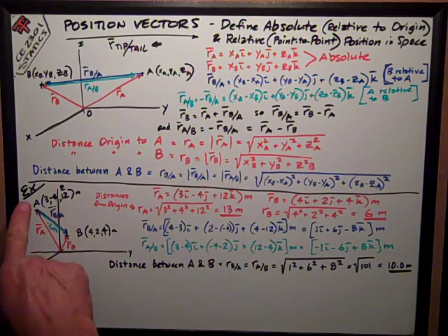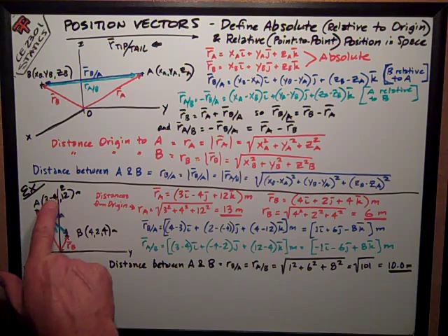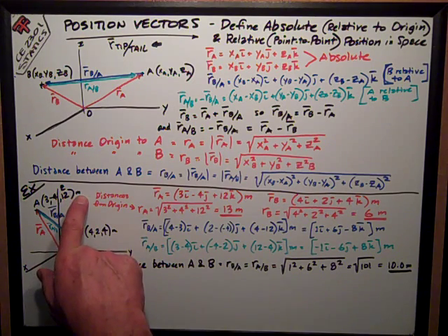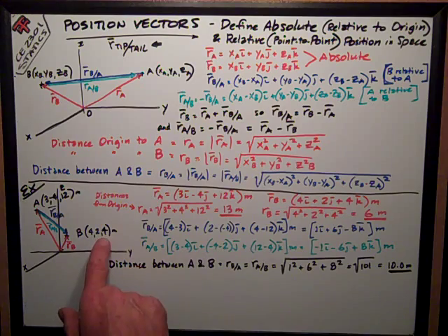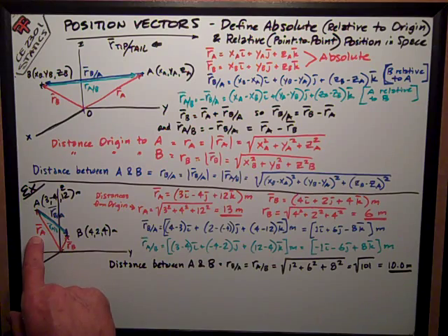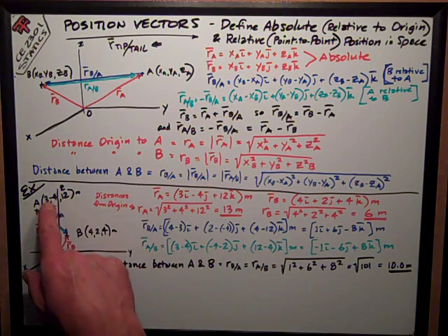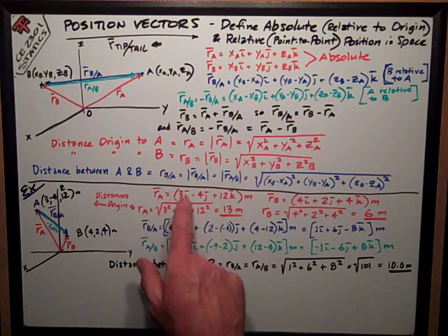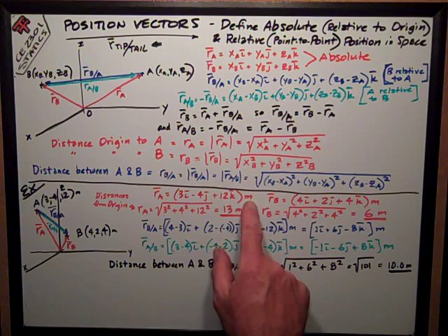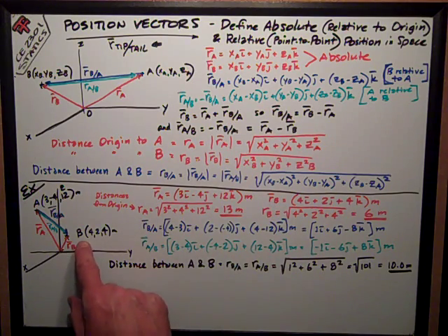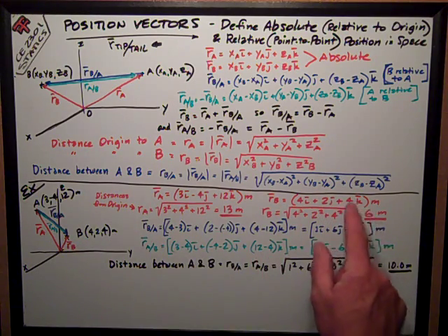I'm given that the coordinates of point A are 3, -4, and 12. Everything's in meters. The coordinates of point B, right here, are 4, 2, and 4. So I can write position vector RA as this. It's really just the coordinates of it: 3i, -4j, plus 12k. Units are meters. RB, this vector here, is just the coordinates of point B: 4i, 2j, 4k.